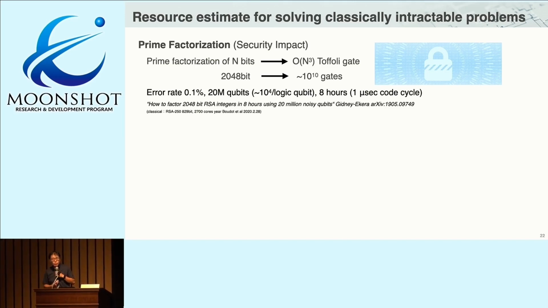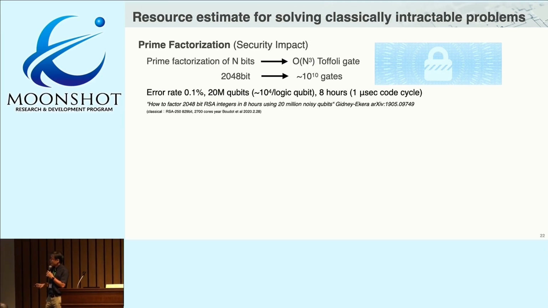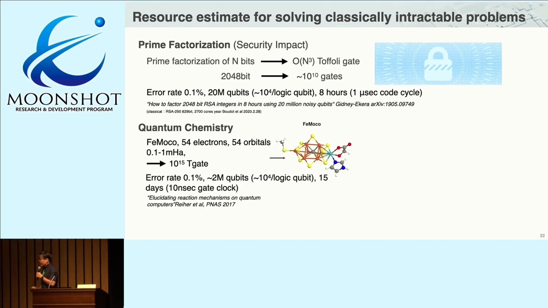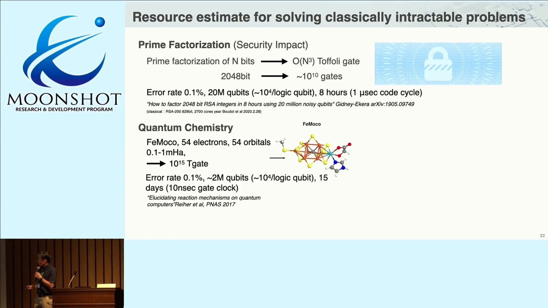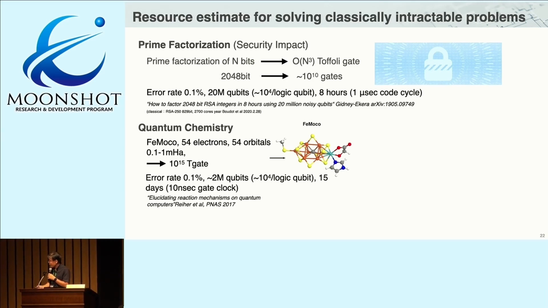So let me show some resource estimates for solving some classically intractable problems. The first example is prime factorization. If we want to factor 2,000 bits, then we need 20 million qubits, and it takes 8 hours for factoring. And for quantum chemistry, the target here is actually FeMoco, which is related to nitrogen fixation. In this case, the number of qubits is 2 million qubits, and it takes 2 weeks to get the result.